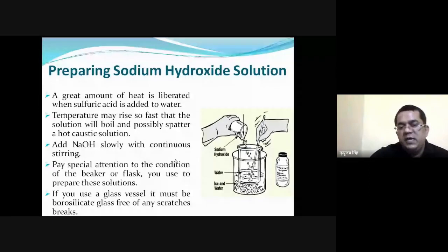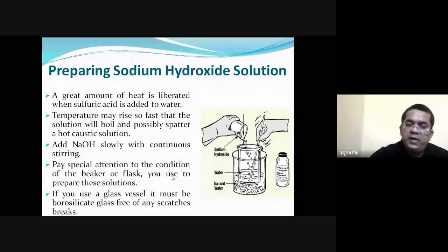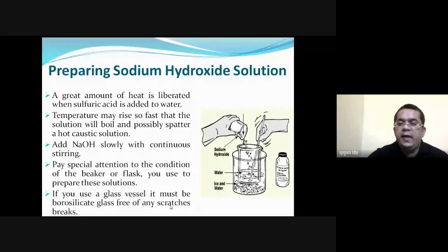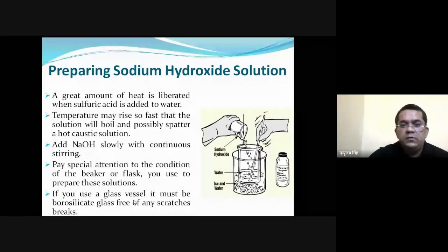Pay special attention to the condition of the beaker or flask you use to prepare the solutions. If you use a glass vessel, it must be borosilicate glass free of any scratches or breaks. It can harm persons who are doing experiments.